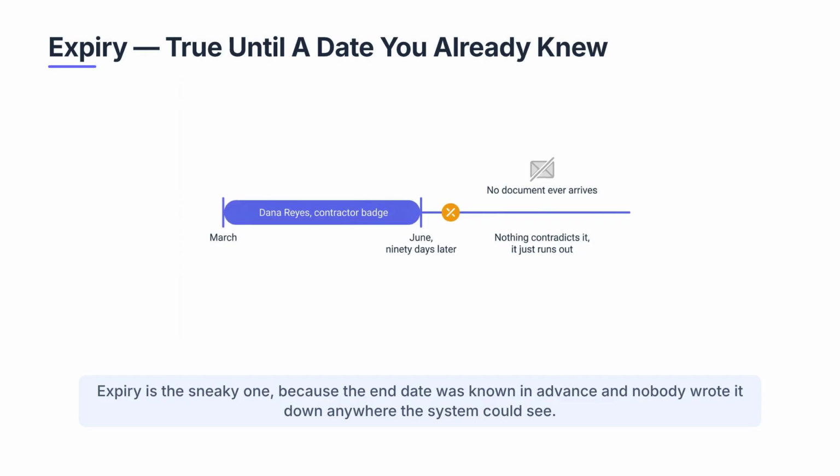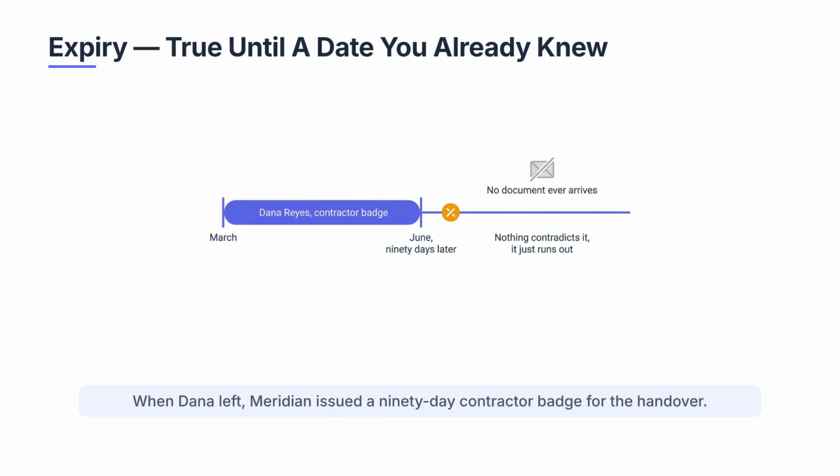Expiry is the sneaky one because the end date was known in advance and nobody wrote it down anywhere the system could see. When Dana left, Meridian issued a 90-day contractor badge for the handover. That badge was genuinely valid, right up until it wasn't. And here is the catch. No new document ever arrives to announce it. Nothing contradicts an expiry. It simply runs out. A memory that only updates when new information shows up will hold that badge forever.